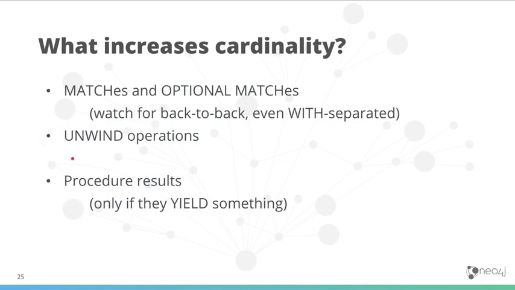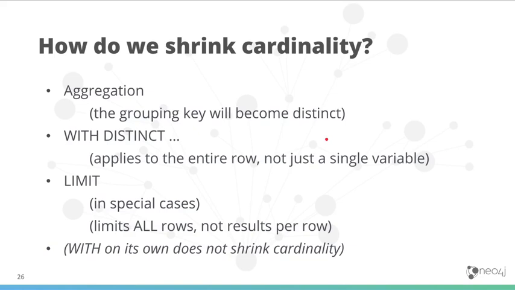When we do UNWIND, we increase the cardinality because for each element of the list, we emit a row. And procedure results, but only if they yield something. So what's the answer? How do we shrink the cardinality? How do we get around this?